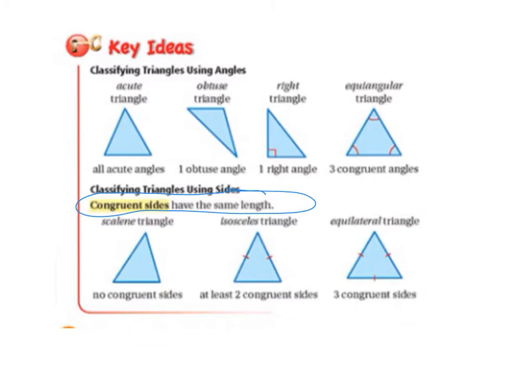A scalene triangle has no congruent sides. An isosceles triangle has at least two congruent sides, and an equilateral triangle has three congruent sides. Be sure you write all of these different types of triangles, and be sure you draw the examples in your math notebook.